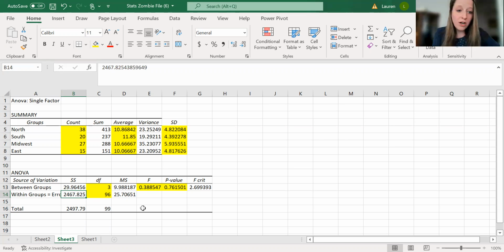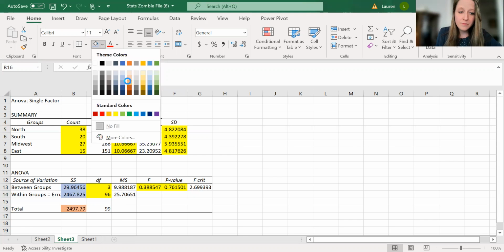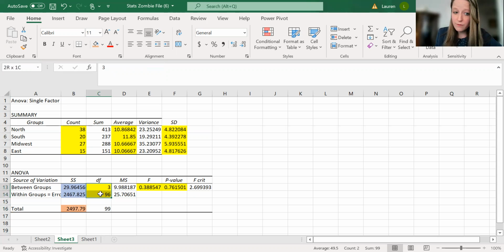But what I did want to talk about is some of these other columns, this DF, this MS, F column. We have our sum of squares between groups, within groups, and then we also have a total, which would just be these two added together. The same for our degrees of freedom. We have between groups, within groups. If we add 96 and 3, we get 99. So that's where these totals are coming from.